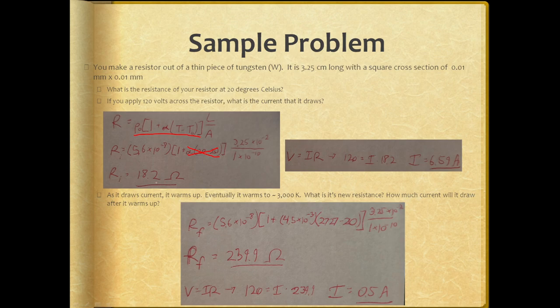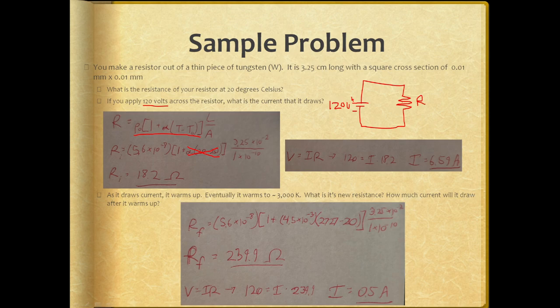Now that we know its resistance, if we were to wire that resistor into a 120 volt circuit, we can use Ohm's law, V equals IR, to determine how much current will flow through it. So this would be if we built a 120 volt circuit. So here's our 120 volt power supply. Here is our resistor.